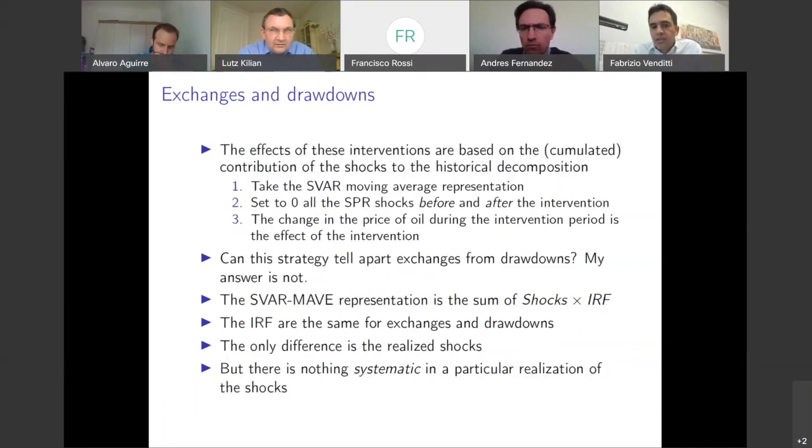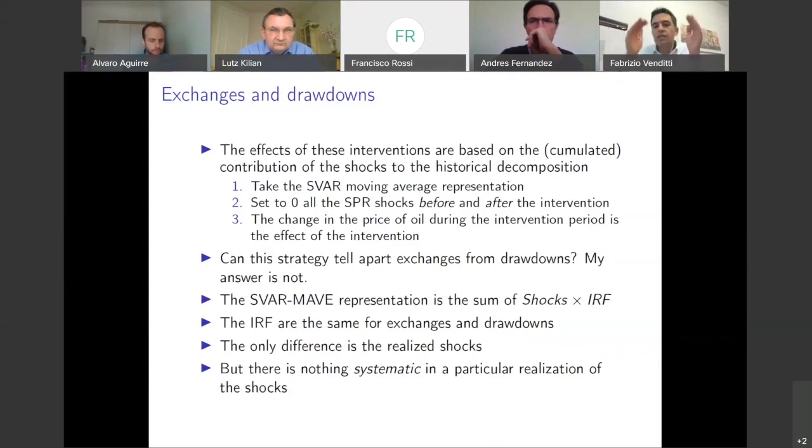My point here is that the effects of these interventions are based on the historical decomposition, so on the cumulative contribution of the shocks to the historical decomposition. If I understand correctly how this is done in the paper, and Lutz can correct me if I'm wrong, you take the structural vector autoregression moving average representation, set to 0 all the SPR shocks before and after the intervention, and then look at the change in the price of oil during the intervention period. That's really the effect of the intervention.